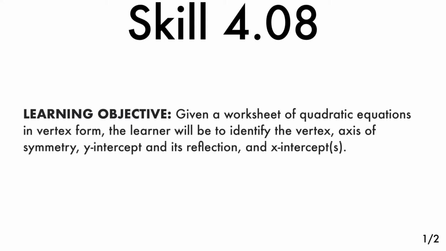In section 8 of chapter 4, we're going to be doing literally the exact same thing we did in section 7. We're still going to be finding the axis of symmetry, vertex, y-intercept, and the x-intercepts. There's only one difference. In the last lesson, all the quadratics I gave you were in standard form, ax squared plus bx plus c.